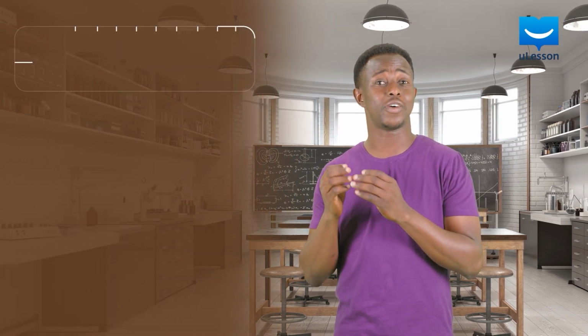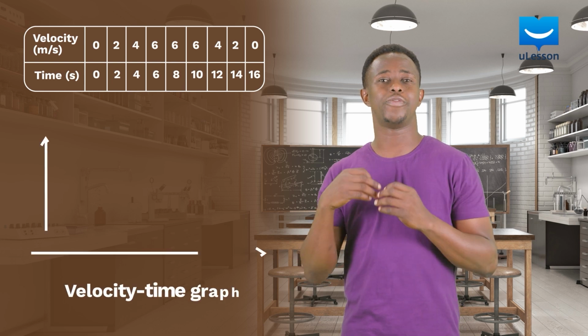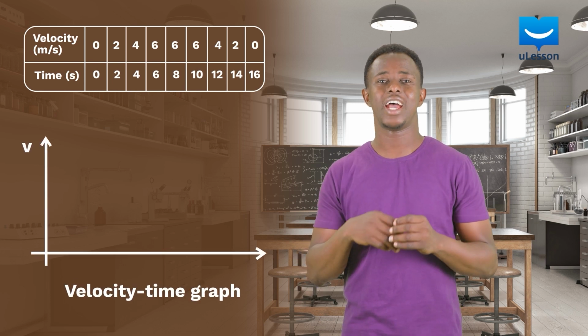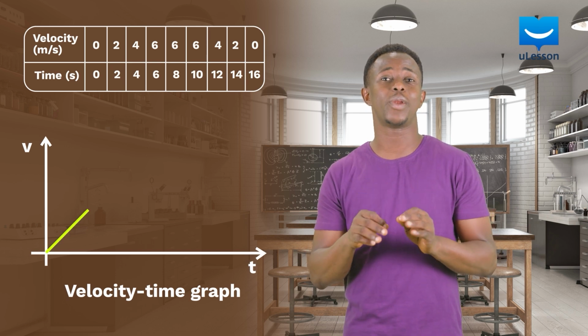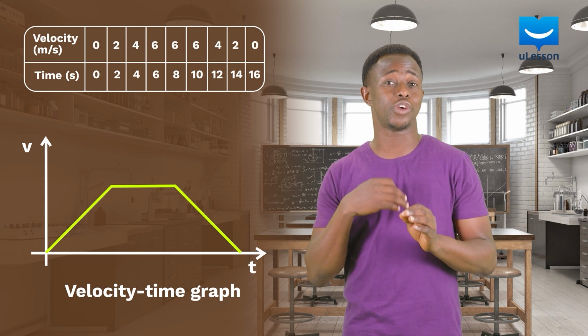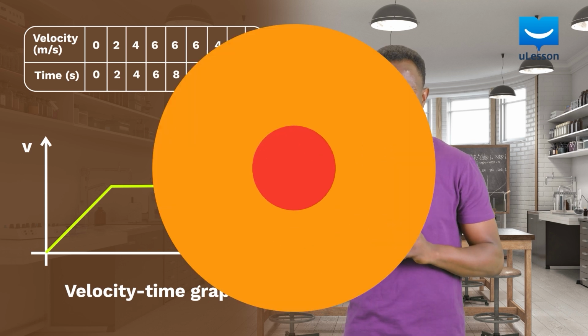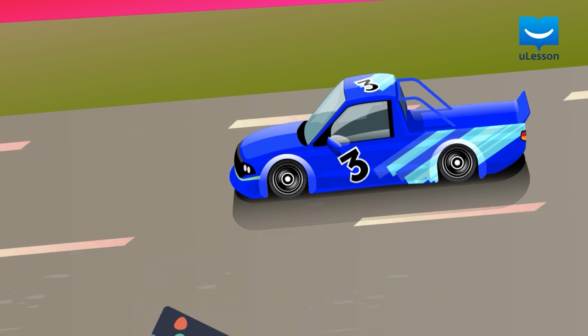Assuming we are given the data of the motion of a car as seen on this table, we can plot its velocity time graph with velocity on the vertical axis and time on the horizontal axis. Doing that will give us this graph. Let's use this graph to illustrate some important concepts. The first is uniform acceleration.